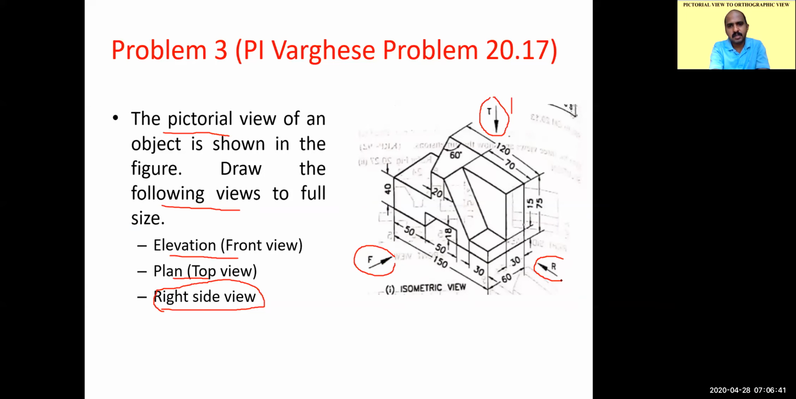In some questions only the front view direction may be specified. Then the top view will always be from the top, and you can draw either the left side view or the right side view. In this question it is the right side view, so you draw it when looking from this side. The left side view goes on the right of your front view, and the right side view goes on the left of your front view. So we solve this problem.